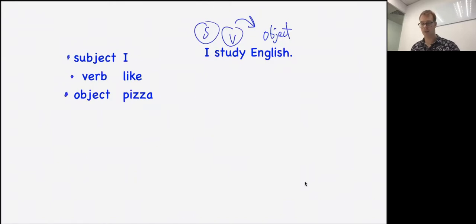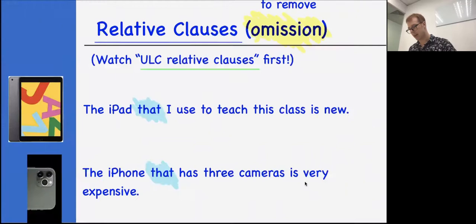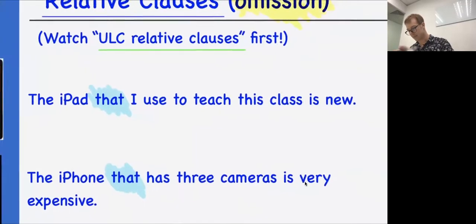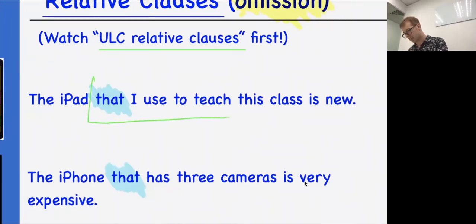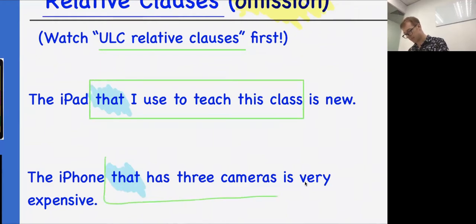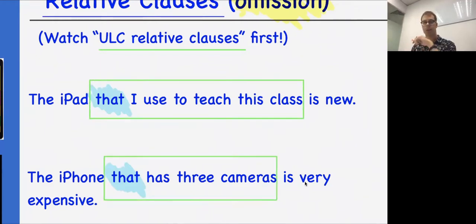Subject, verb, object. So if I look here, if I go back to my sentences, right here, I want you to look specifically at this part. Okay. So do we see a subject? Do we see a verb? Do we see an object? Okay.